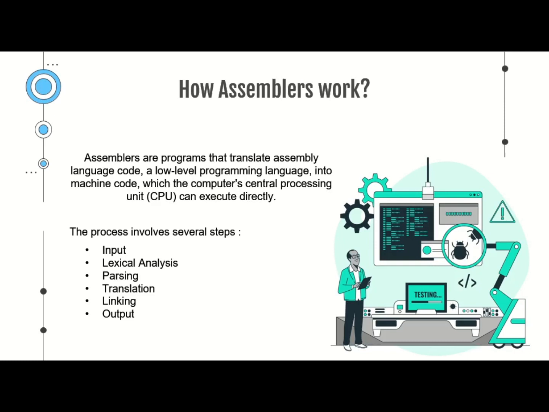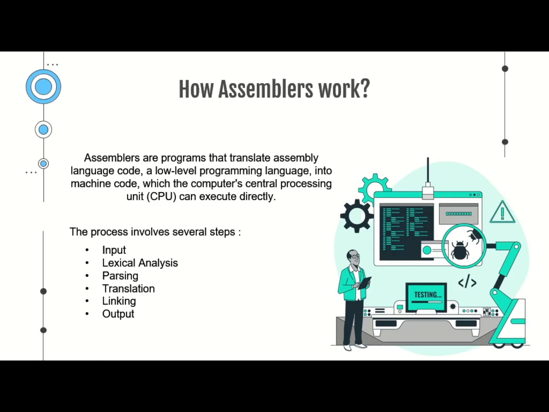Next is translation, which means the assembler converts the low level language into machine code. And then linking, which is used to add libraries and some frameworks so we can optimize our interaction with the hardware. And last is output.